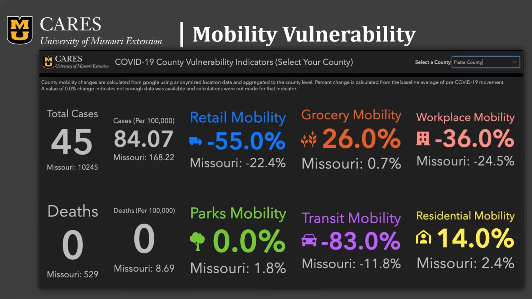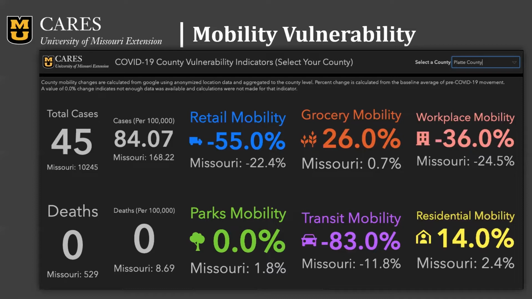So on this page, specifically in Platte County, we see that parks mobility in green is at 0.0%. That just means there wasn't enough data available to make that calculation. But these indicators include retail mobility, grocery mobility, workplace, parks, transit, and residential. So with each of these values, if they are negative, like retail, workplace, and transit, that means the movement to that place has decreased. If it's positive, they are in those places more than they were.